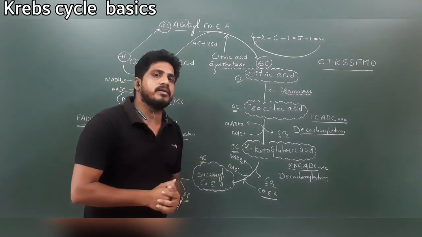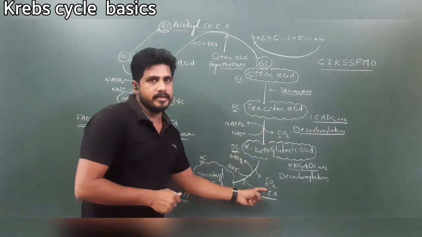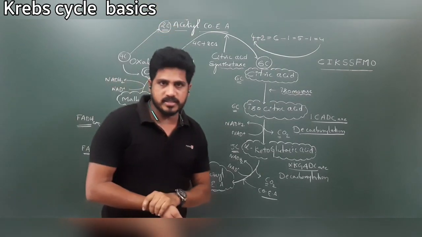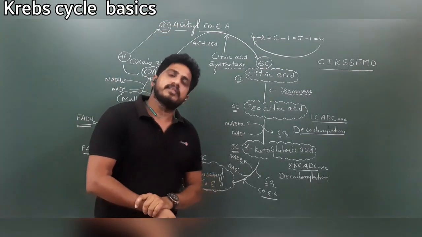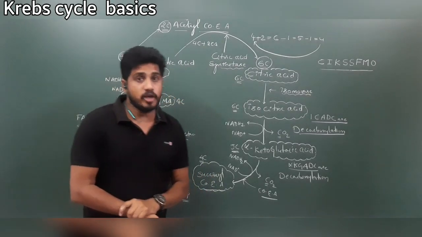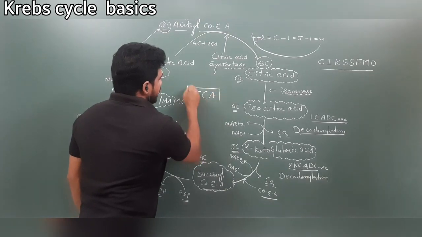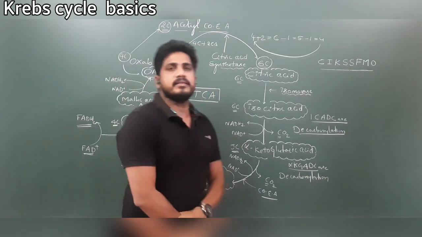But where does decarboxylation take place? Here and here. And in the formation of acetyl coenzyme A, one decarboxylation takes place. So a total of 3 decarboxylations take place. That's why it is also called the TCA cycle, tricarboxylic acid cycle.